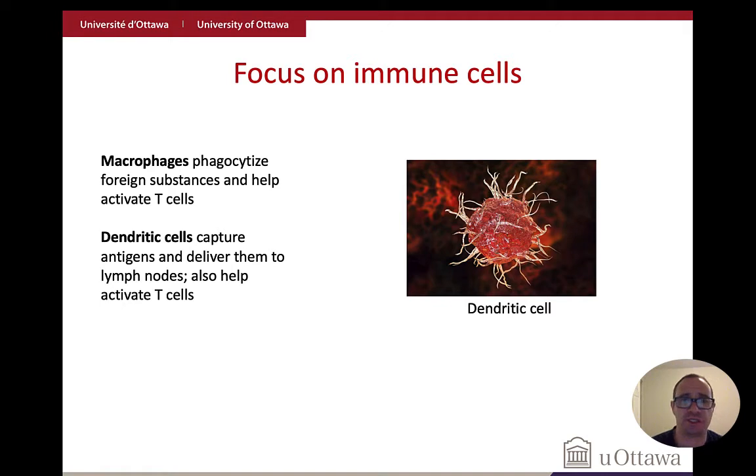So macrophages, again, are going to help trap those foreign substances. They're going to activate T cells as well. And dendritic cells are going to capture antigens and deliver them to specialized parts in the body where all of these interactions can occur. These will also help to activate T cells. Again, this is a little light on details, and it's because it gets quite complicated. There are entire chapters dedicated to all of this that we're not going to touch on.